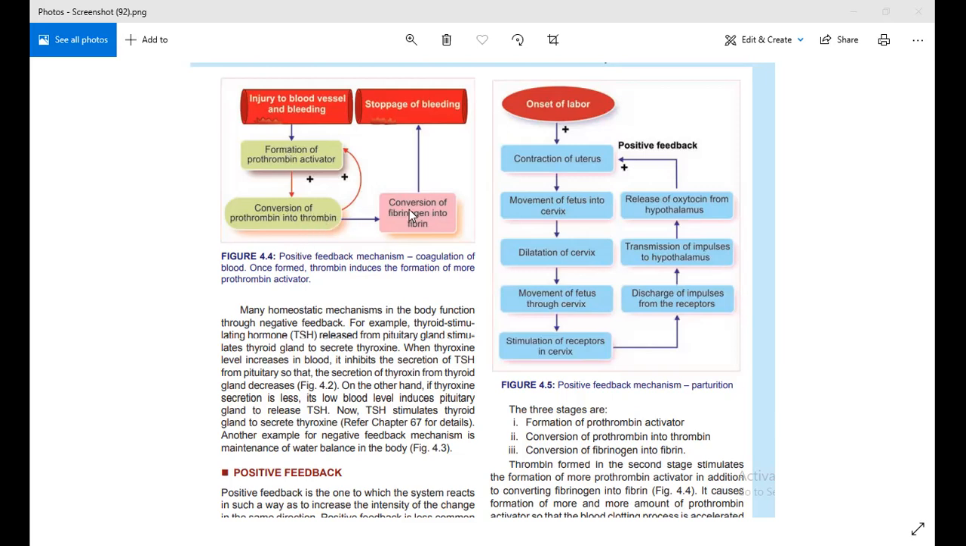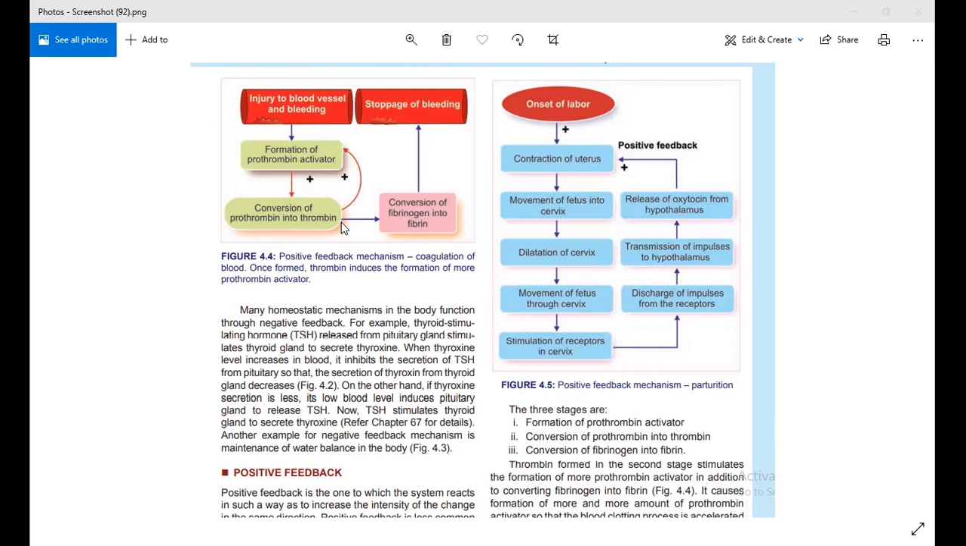And the more thrombin you form, the more fibrinogen is converted into fibrin until the bleeding is stopped. So this is the positive feedback. As long as the bleeding has not stopped, this process will keep repeating itself. The initial signal led to the production of thrombin, but this production of thrombin activates the initial signal again to produce more thrombin. So it is called a positive feedback.